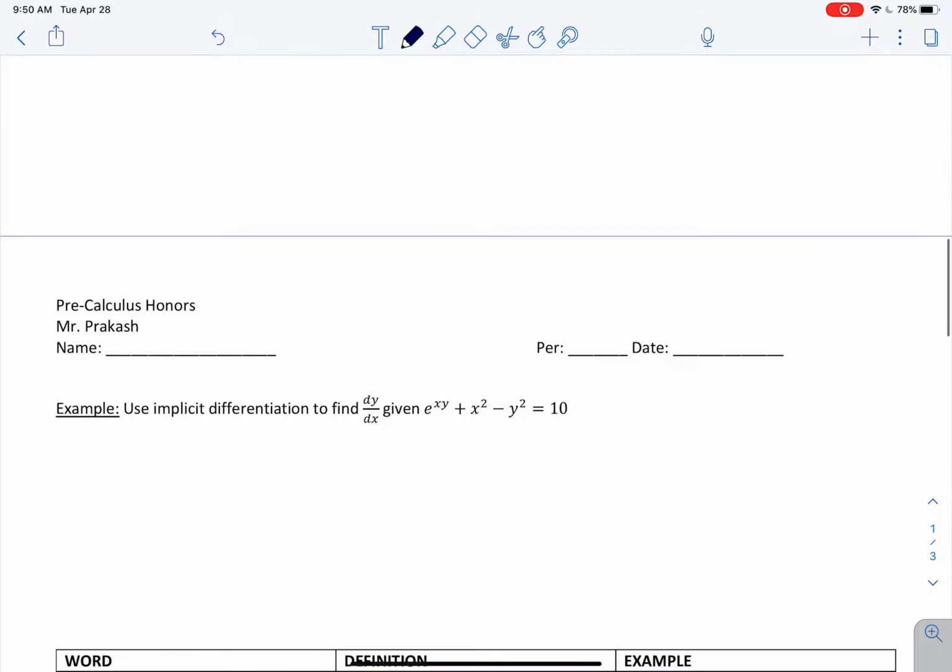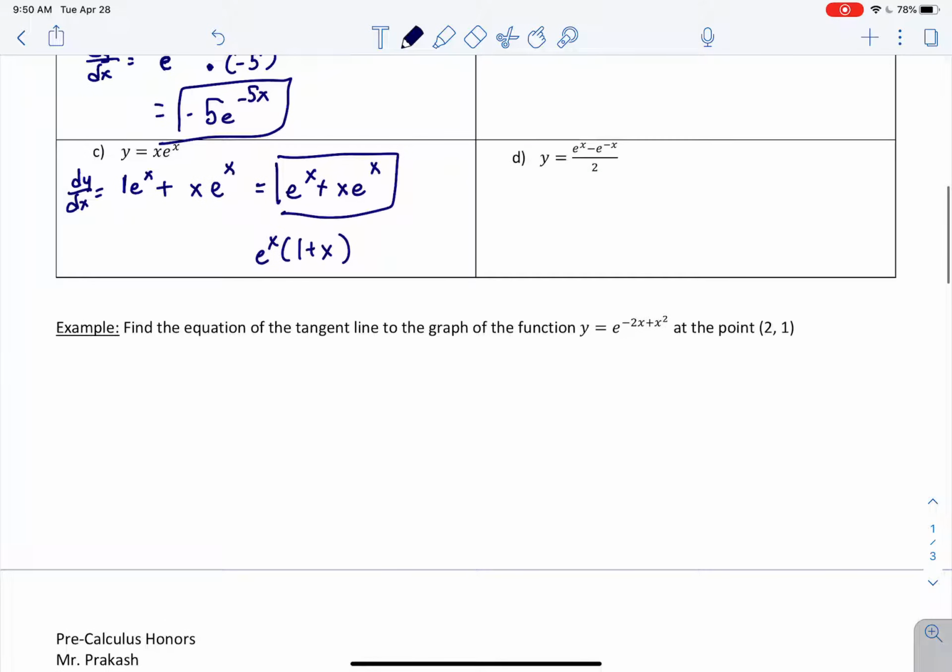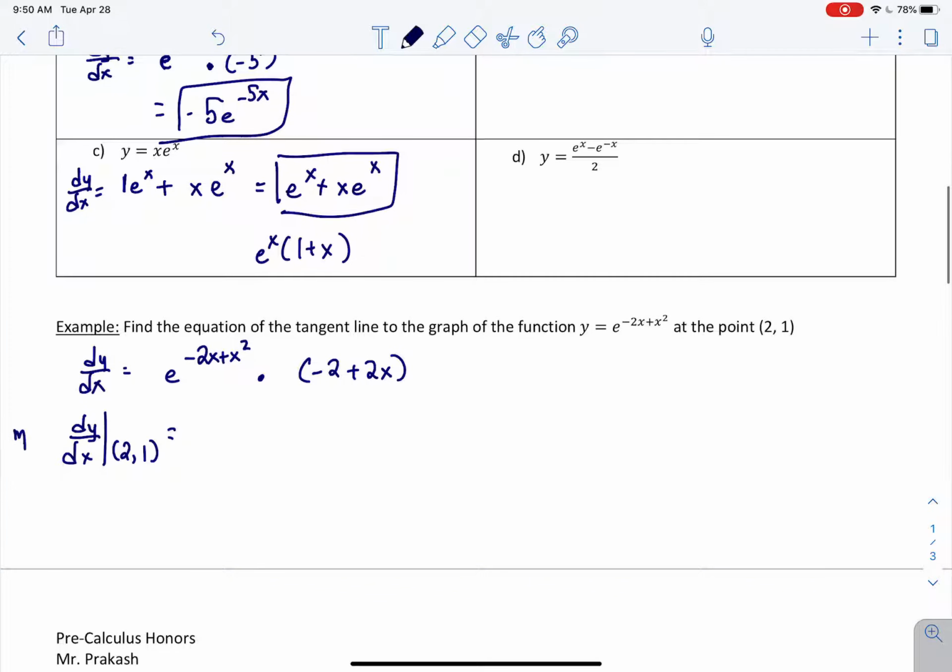Next problem here is finding the equation of the tangent line. So for a tangent line, you need to know the derivative because you need to find its slope there. So let's find the derivative of this function. So I have e to the negative 2x plus x squared, and I multiply the derivative of that inside function, which is negative 2 plus 2x. And I need to evaluate this at the point 2, 1 to get the slope of the tangent line.